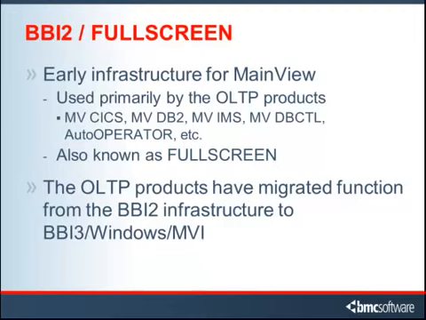BBI2 is the early infrastructure for MainView and is used primarily by the OLTP products, which include MainView for CICS, MainView for DB2, MainView for IMS, MainView for DB Control, and Auto Operator. BBI2 is also known as full screen mode. Over time, the OLTP products have migrated from the BBI2 full screen mode to the MVI BBI3 Windows mode. In this demo, we will focus primarily on the Windows MVI mode.